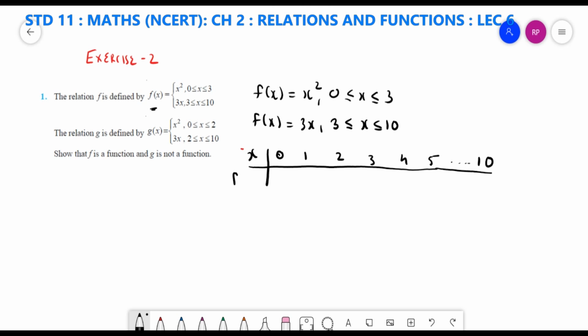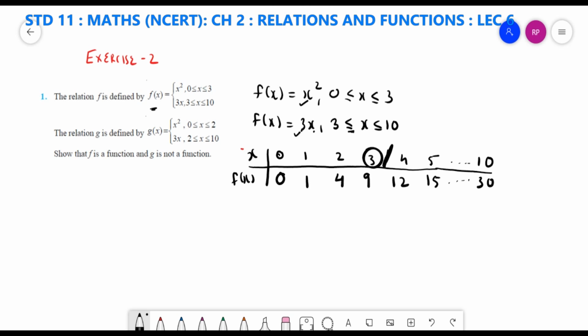So now what is f(x)? Till here, less than 3, you have to use this function, so 0 square is 0, 1 square 1, 2 square 4, 3 square 9. Now here also it is given 3 is less than or equal to, so for 3 I can use both the functions, this as well as this. If I use this function, then 3 into 3 again it will be equal to 9. When I take 4, now greater than 3, I have to use this. 4 3s are 12, 5 3s are 15, up to 10 3s are 30.